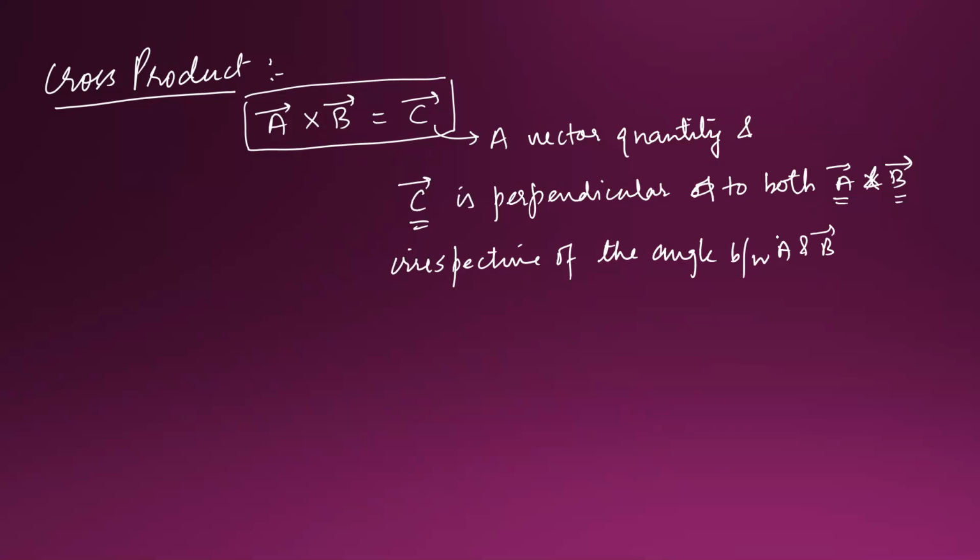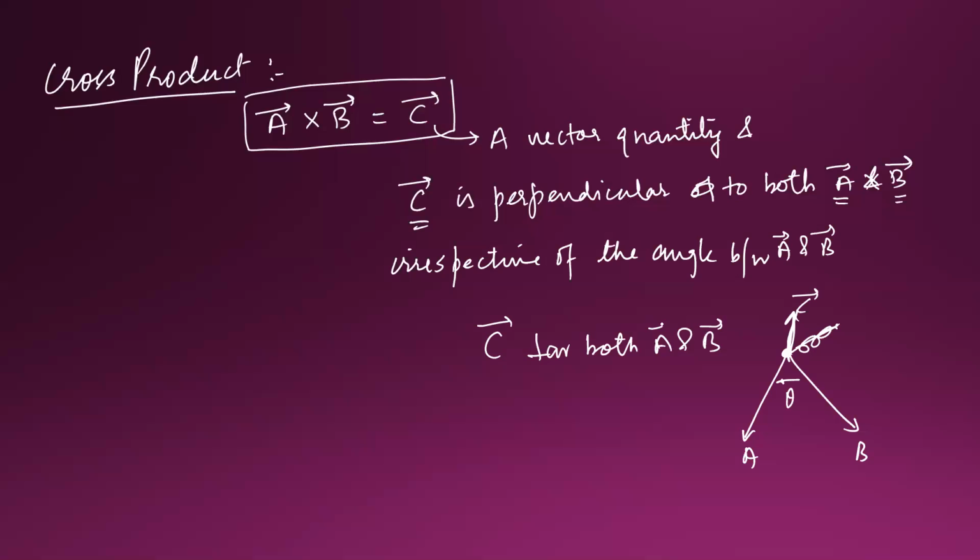a और b के बीच में क्या एंगल है उससे हमें कोई लेना देना नहीं है, बट c वेक्टर जो होगा वो दोनों a और b के परपेंडिकुलर होगा. मतलब ये कि सपोज दिस इज a वेक्टर एंड दिस इज b वेक्टर एंड द एंगल बिटवीन देम इज थीटा, तो जो भी हमारा c वेक्टर होगा वो इन दोनों के ही परपेंडिकुलर होगा. मतलब ये जो भी हम वेक्टर बनाएंगे, दिस वेक्टर विल बी परपेंडिकुलर टू बोथ a एंड b, इन दोनों के ही परपेंडिकुलर होगा.